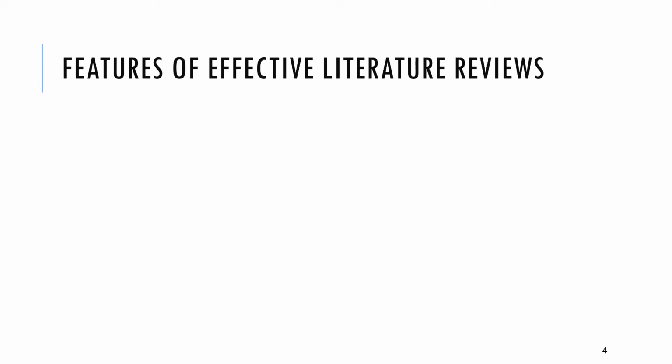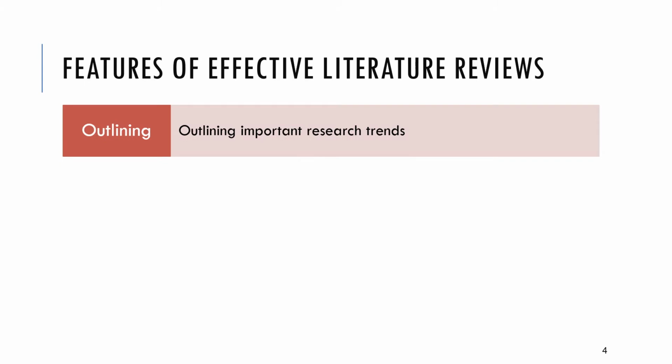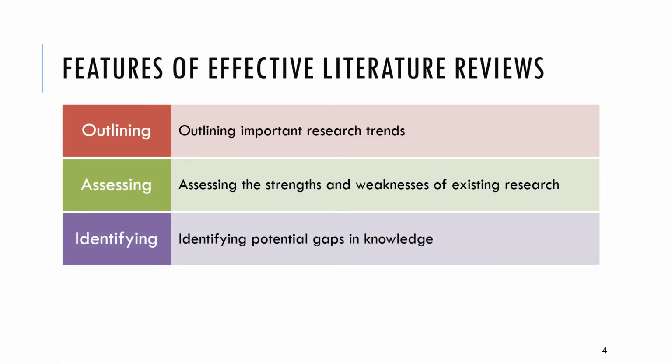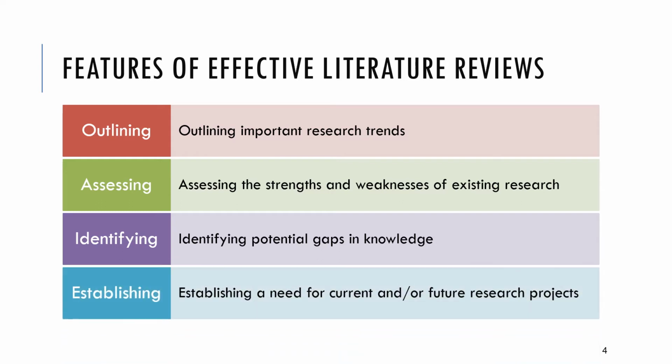Now, features of effective literature review. First, it should outline important research trends. You should not miss any new important trend. Second, it should assess the strengths and weaknesses of existing research, not just say that this guy did that. We should give some assessment. Third, identify potential gaps in knowledge. Fourth, establish a need for current and or future research projects. So based on what we read, we can find a gap, and then based on this gap, suggest future projects and ideas for research.